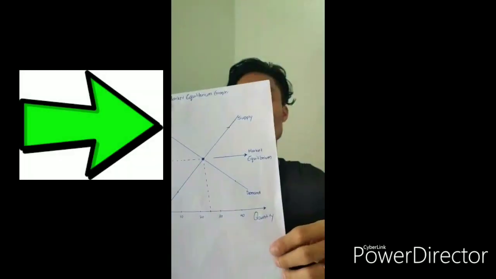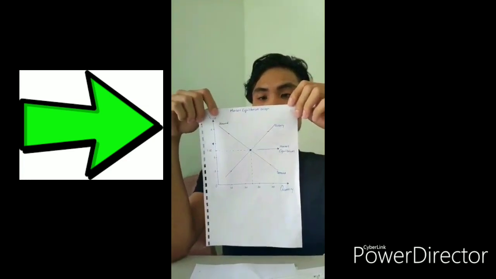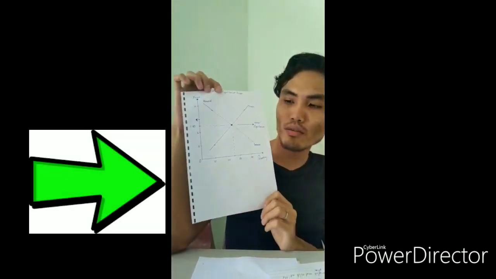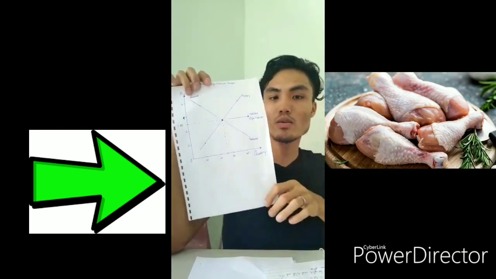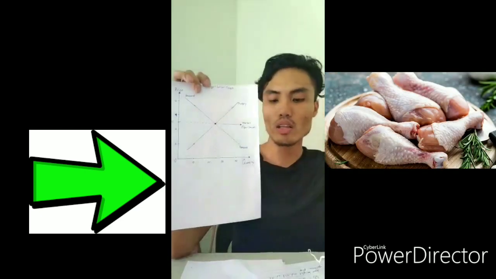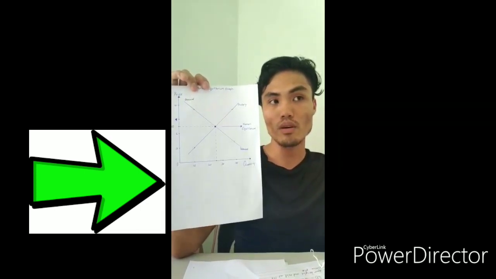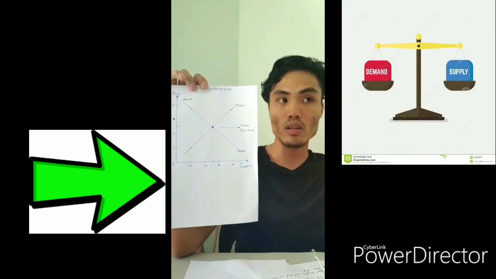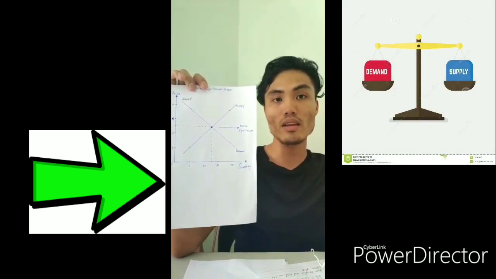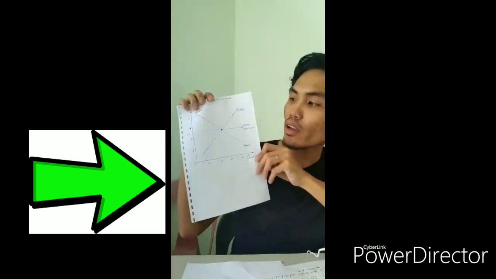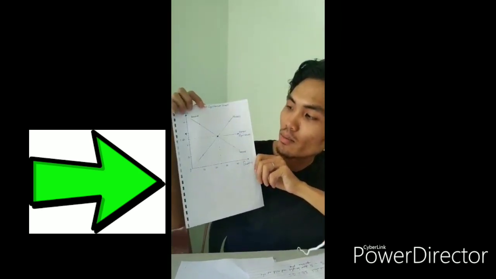let's take this graph as an example. So imagine that this graph is the selling of chicken. As we all know, to achieve market equilibrium, the quantity demanded and the quantity supplied will intersect. So here, this is the graph.